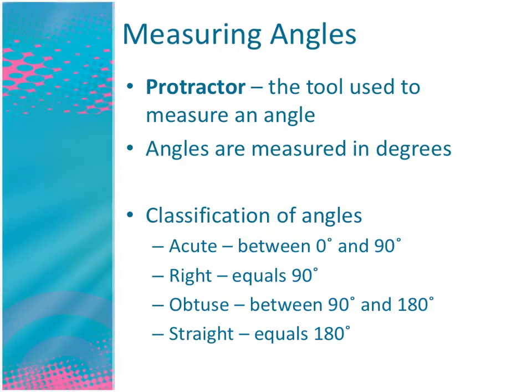Okay, measuring angles. So a protractor is a tool that's used to measure an angle. Angles are measured in degrees, not in length. And there's 4 ways to classify an angle. Acute is if it falls between 0 and 90 degrees. Right, it equals 90 degrees. Obtuse is between 90 and 180, and straight is 180.